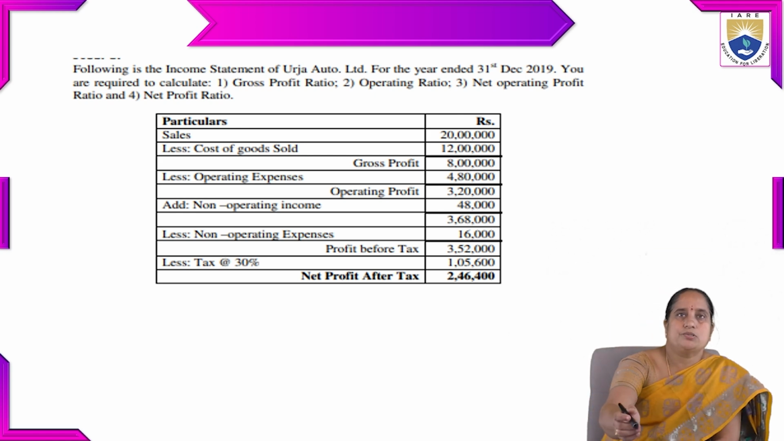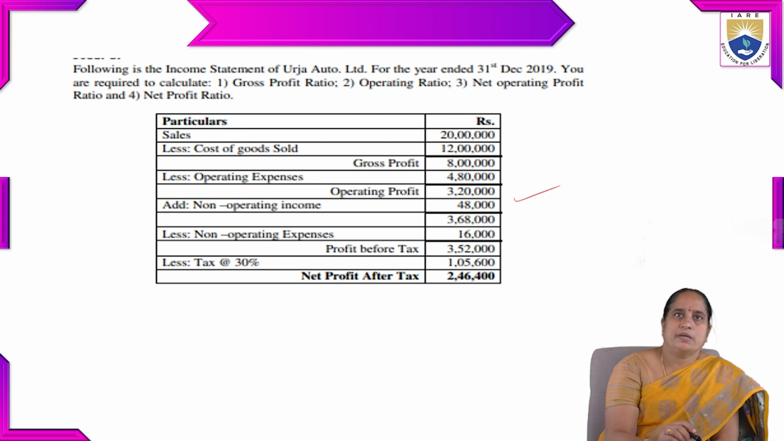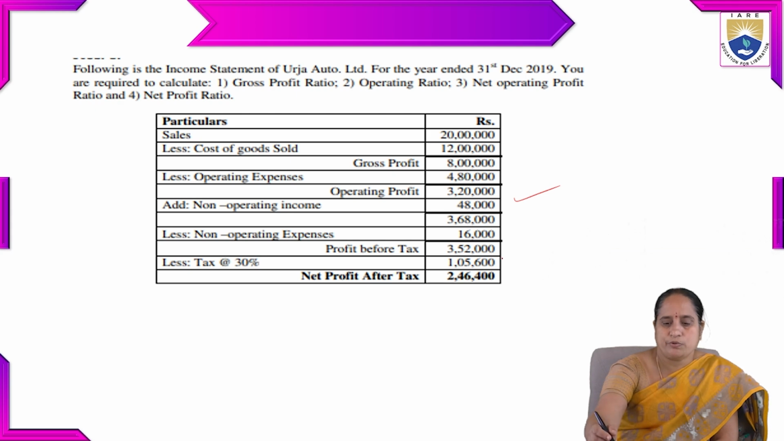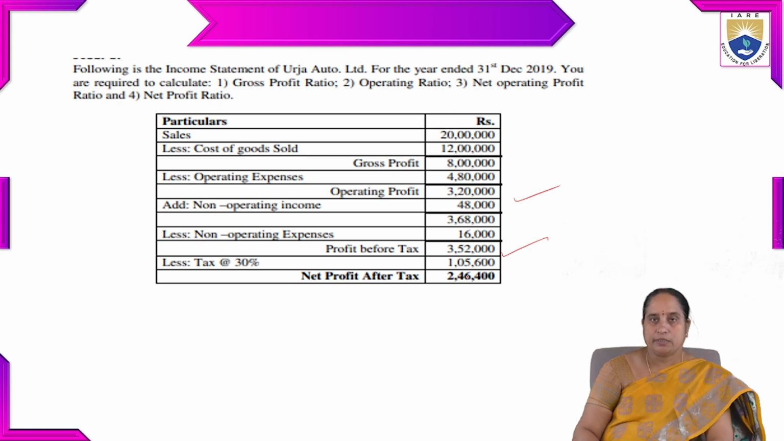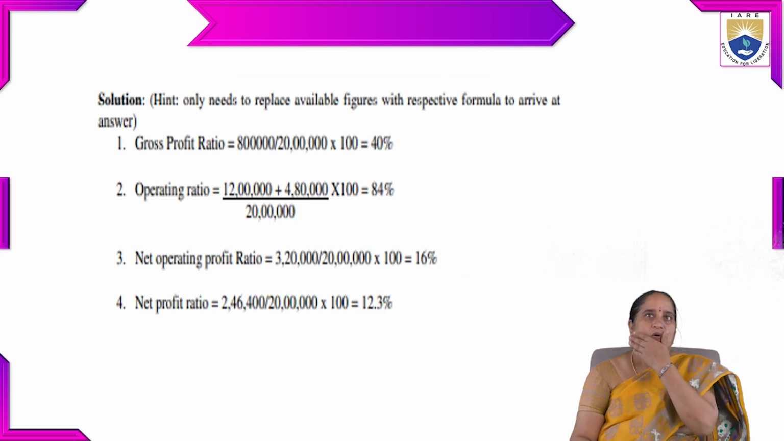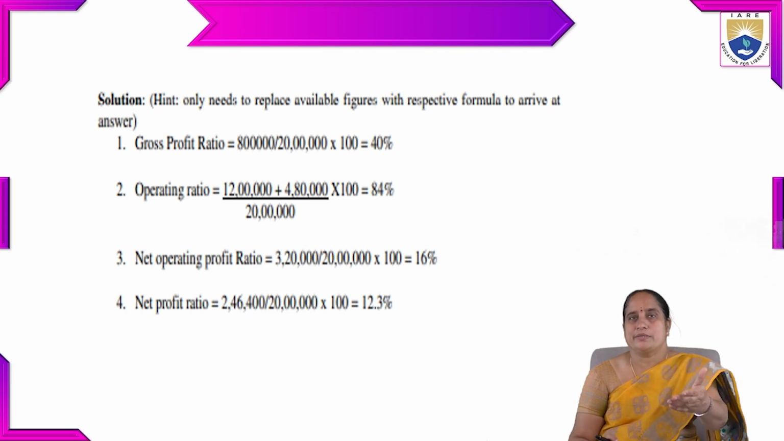This is the data furnished in the problem: sales less cost of goods sold gives us gross profit. From that, if you subtract operating expenses, we get operating profit. For that, add non-operating incomes, if any, then subtract non-operating expenses, then we get profit before tax, and from that, subtract tax at the rate of 30%. Then we'll get net profit after tax. Now we only need to replace available figures in the formulas. Everything is the same. We just have to insert the figures in the formulas we have already discussed.